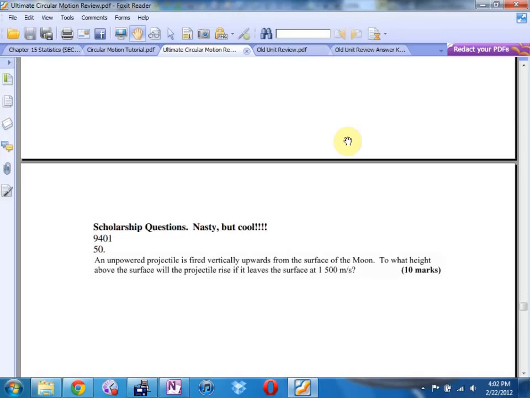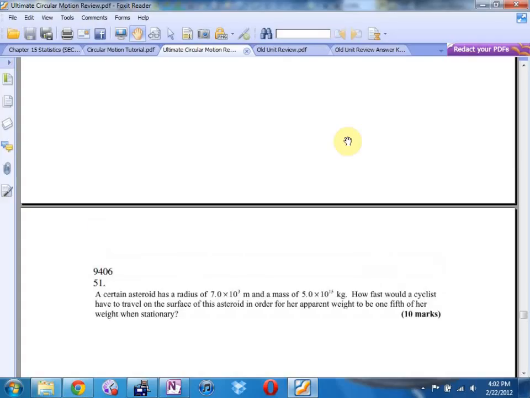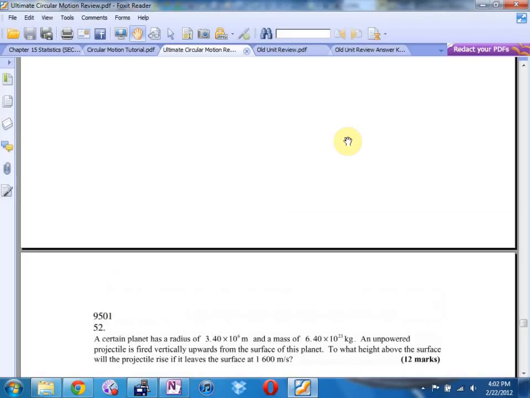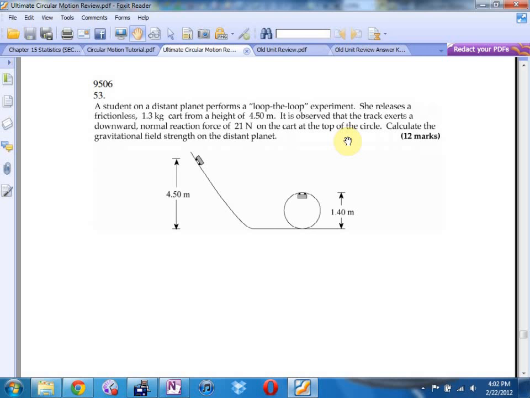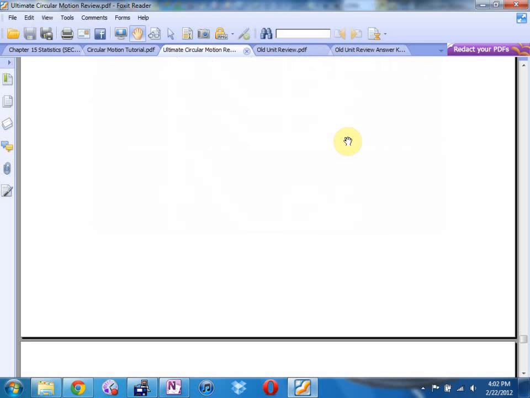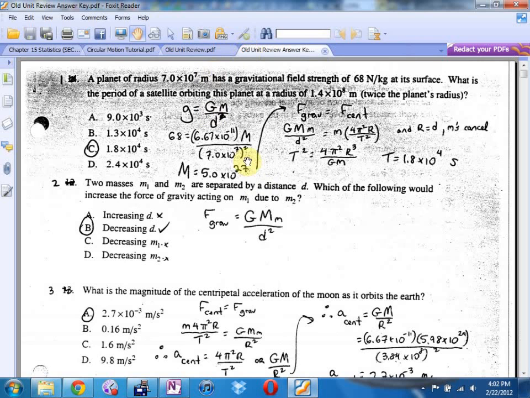I think 50 is now fair game, not scholarship. The only reason it's scholarship is they went to the moon, but we did one a few minutes ago where I gave you the launch velocity from the Earth, and we figured out how high it would go. Okay, moon, different mass, different radius. 52 is fair game for that matter. Even though it's scholarship, it's fair game. I'm looking for one particular one, I think.